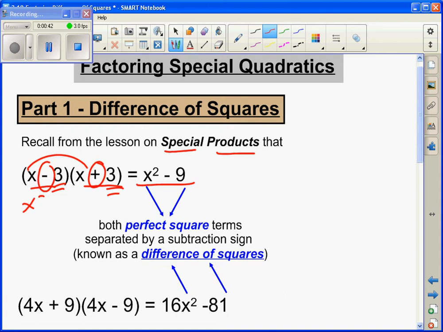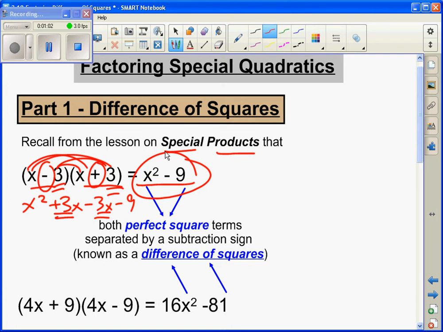So if I did x times x, I get x squared. If I do x times 3, I get positive 3x. If I do negative 3 times x, I wind up with negative 3x. And if I do negative 3 times positive 3, sorry, I get negative 9. So those two middle terms wind up canceling out, and I get that result as a binomial.